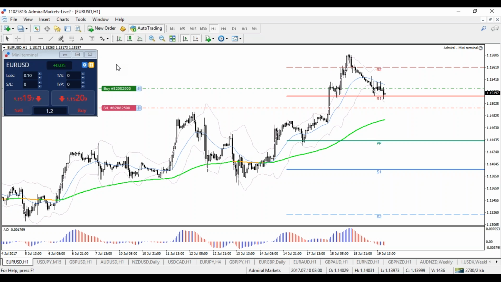Are there any support or resistance levels I can use for trail stopping the trade? So I have to see what my options are.